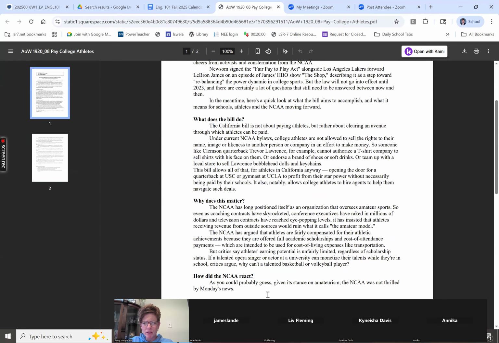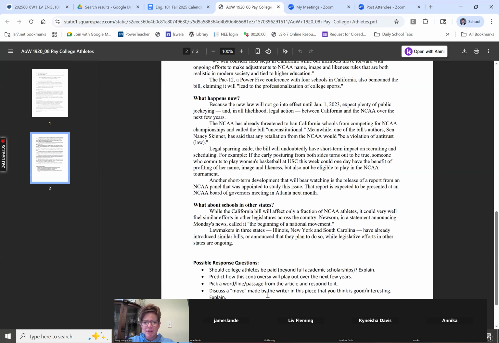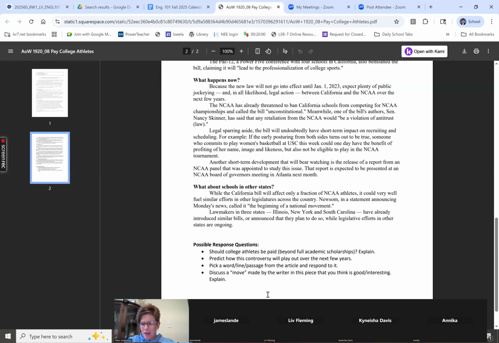I like how it goes into, here's a look at what the bill aims to accomplish, and it gives us the background on the bill. I just wish at the end that it would have done something a little bit different. I don't like how it ended with what about schools in other states? I wish they would have brought it full circle and come back to some sort of, okay, well, here's both sides. I didn't care for the ending.